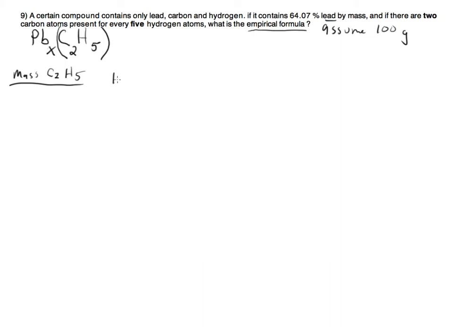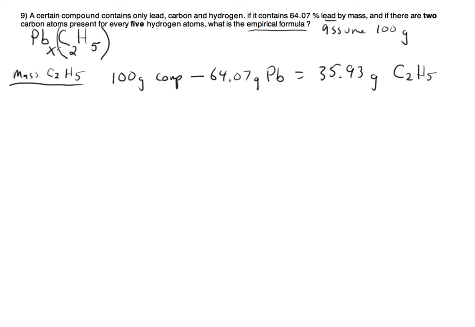So I'm going to start with 100 grams of the compound. That's an exact number. And I'm going to subtract 64.07 grams of lead, and that's going to give me 35.93 grams of C2H5. So that's going to be a big help here. Now I can figure out the mole ratio of C2H5 to lead, because I know everything about them. I know their molar mass.